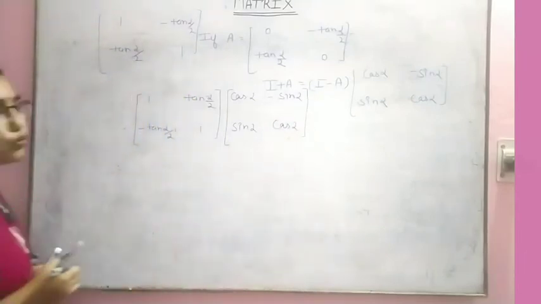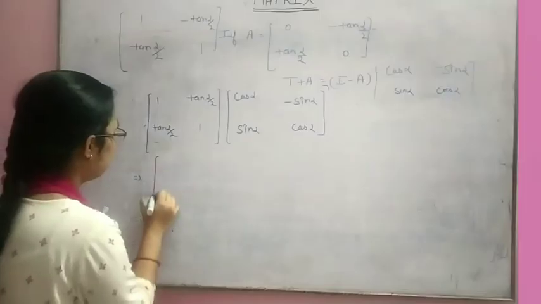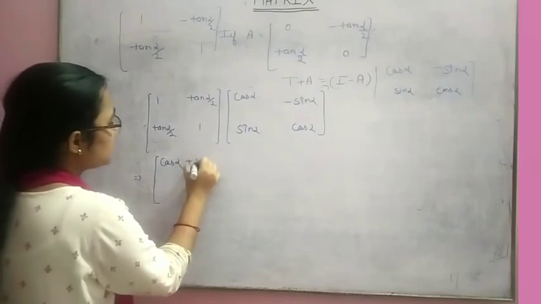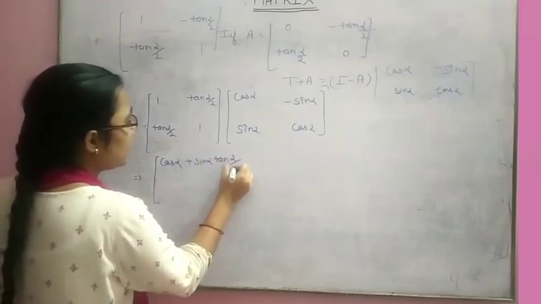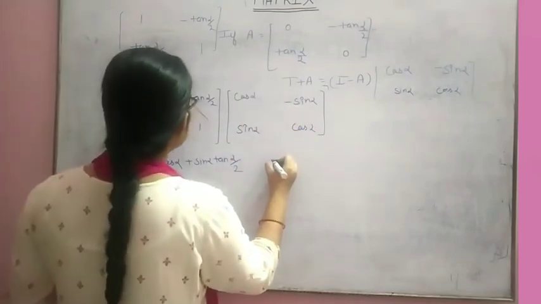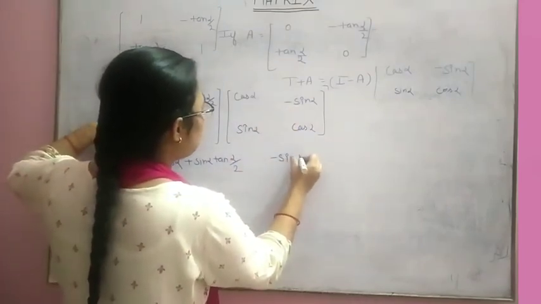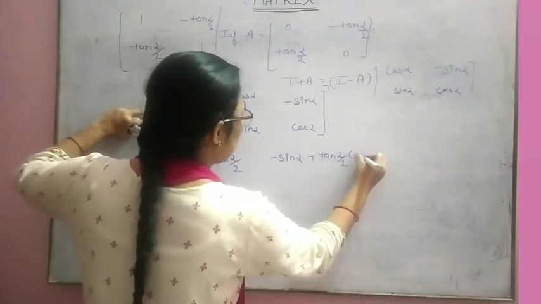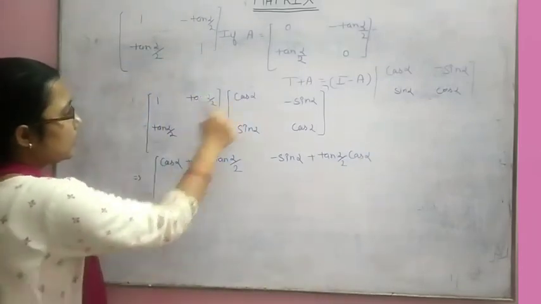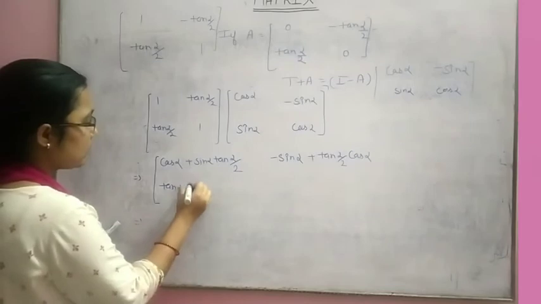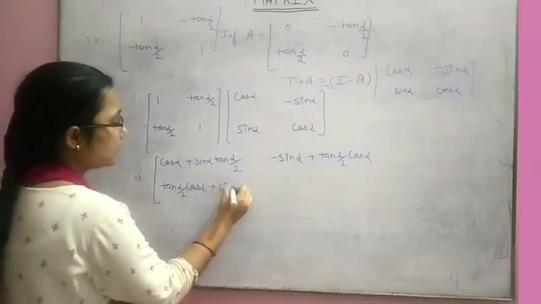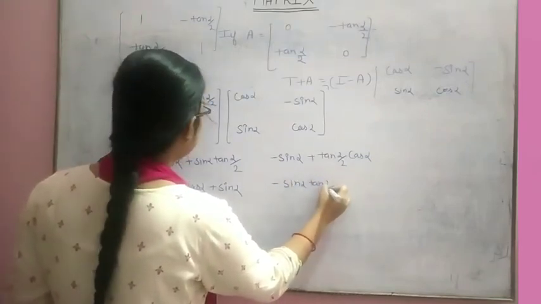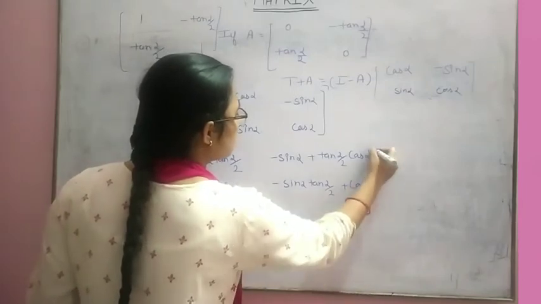Firstly multiply these two matrices. The first entry is cos alpha plus sin alpha tan alpha by 2. The second is minus sin alpha plus tan alpha by 2 cos alpha. The third one is tan alpha by 2 cos alpha plus sin alpha. The fourth one is minus sin alpha tan alpha by 2 plus cos alpha.